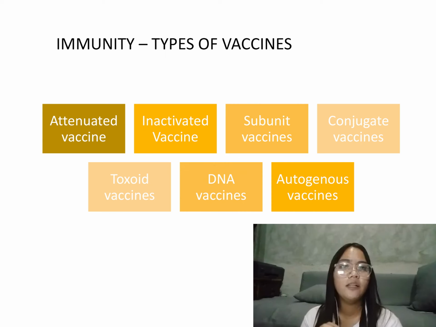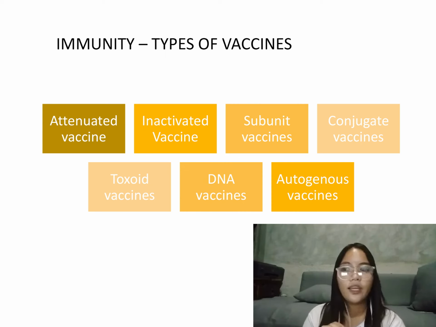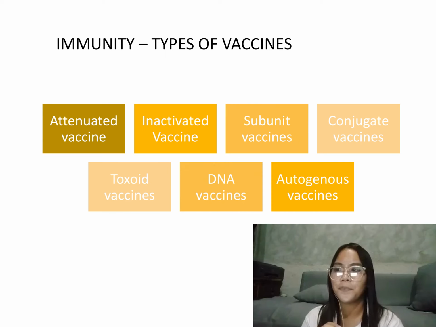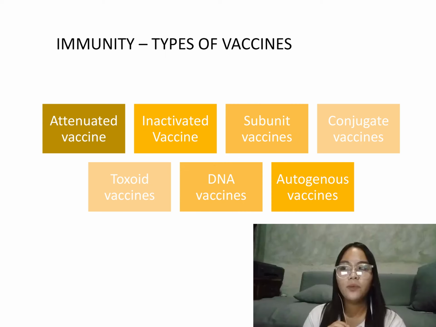Qualifications of an ideal vaccine. It contains enough antigens to protect against infection. It contains all strains of the pathogen. It has few or no side effects. It does not cause disease. Attenuated vaccine: weakened pathogens. Inactivated vaccine: killed pathogens.